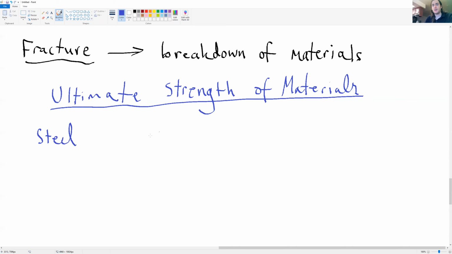The book gives the ultimate strength in terms of the tensile and compressive strength. So tension and compression, and then shear strength as well. So let's go ahead and break it down for each one here.